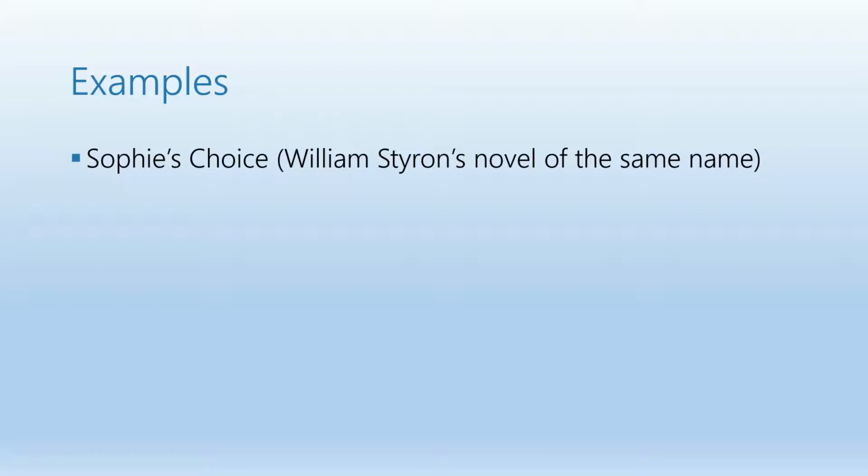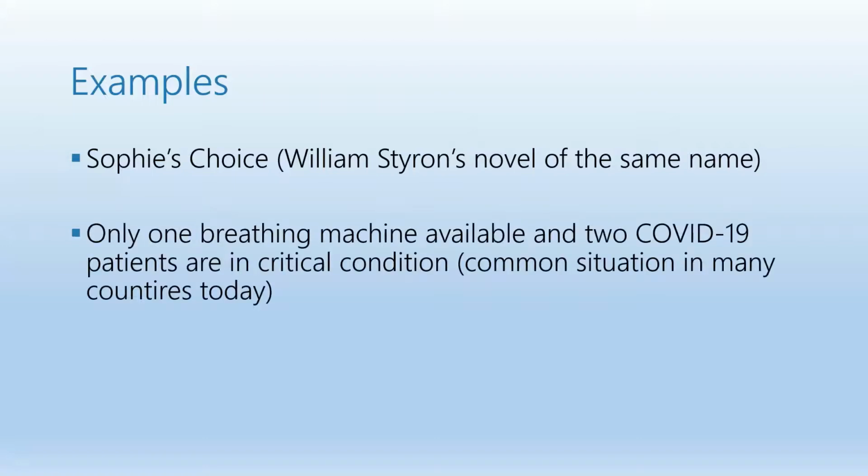Now, let's have a look at some of the examples. Probably the most famous moral dilemma comes from William Styron's novel called Sophie's Choice. It tells a heartbreaking story of a woman sent to a concentration camp during World War II. The Nazis force her to choose which of her two children will live. She can spare one of them if she chooses which one. Otherwise, both die. A similar situation is happening daily around the world, where medical staff is forced to choose whose life they will fight for, as there are more COVID-19 patients than there are available breathing machines. So I guess these two are the most famous and contemporary examples of moral dilemmas.